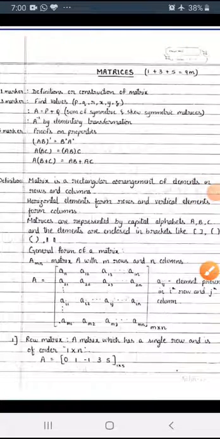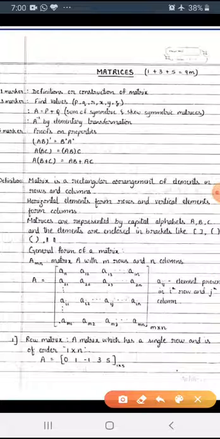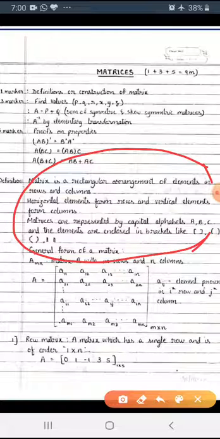Yes, dear students, today in this video we are going to study matrices. First, we see the definition of matrices. See here, it is a definition. A matrix is a rectangular arrangement of elements.